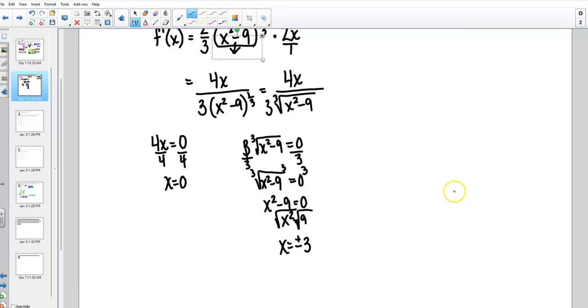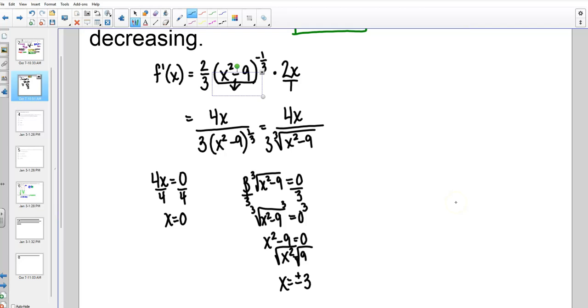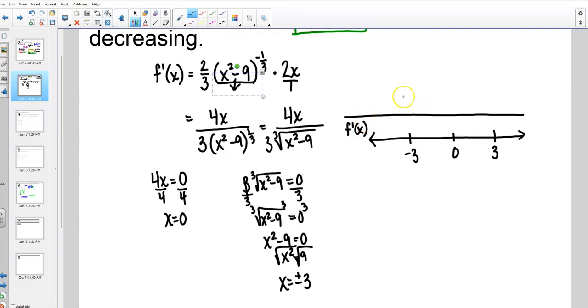So I would make a chart for this, and I would do it like we did those inequalities. So you're going to have -3, you're going to have 0, and you're going to have +3. What you really care about is f prime of x. Right? That's what we really care about. But in order to find f prime of x, it would be nice if we knew what 4x was and what 3 times the cube root of x squared minus 9 is.